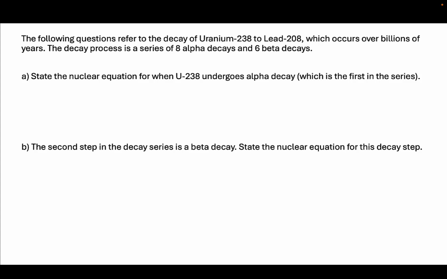Today's quiz, we're going to be investigating the decay of uranium to lead, which is a multi-step process, and it consists of 8 alpha decays and 6 beta decays. And the first question is asking for the first in the series, which is an alpha decay. And so here we're starting with just the plain uranium, right? It's going to decay many times, but the first of these decays is alpha.